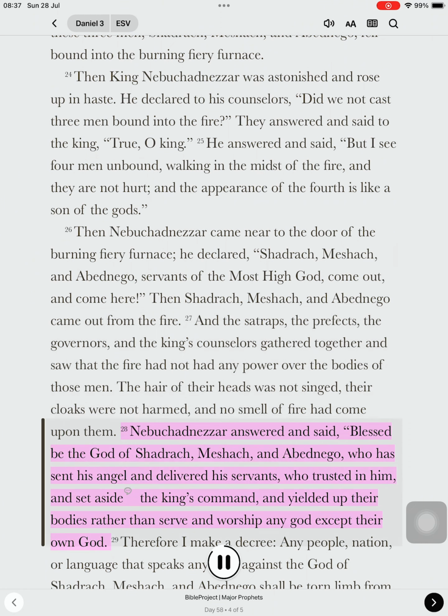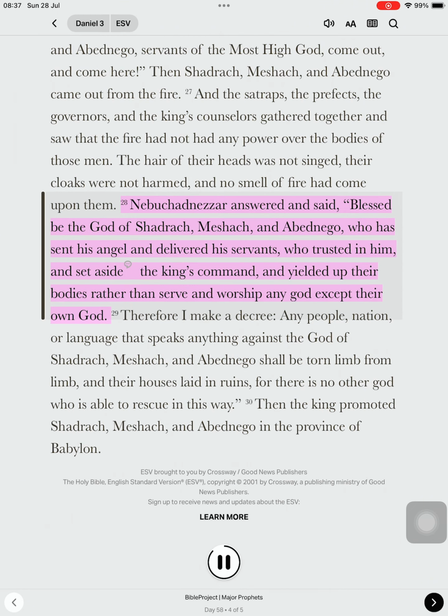Nebuchadnezzar answered and said, "Blessed be the God of Shadrach, Meshach, and Abednego, who has sent his angel and delivered his servants, who trusted in him, and set aside the king's command, and yielded up their bodies rather than serve and worship any god except their own God. Therefore I make a decree. Any people, nation, or language that speaks anything against the God of Shadrach, Meshach, and Abednego shall be torn limb from limb, and their houses laid in ruins, for there is no other God who is able to rescue in this way." Then the king promoted Shadrach, Meshach, and Abednego in the province of Babylon.